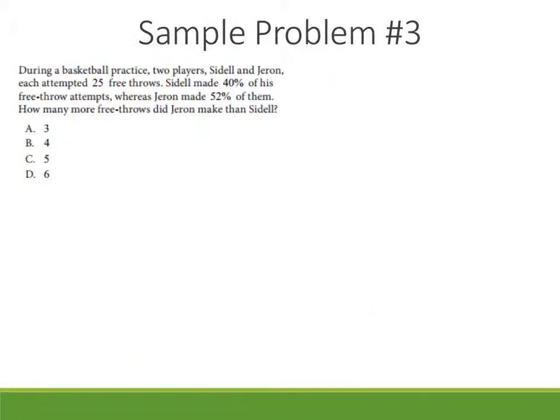Our third sample problem. During a basketball practice, 2 players, Sidel and Jaron, each attempted 25 free throws. Sidel made 40% of his free throw attempts, where Jaron made 52% of them. How many more free throws did Jaron make than Sidel? Okay, so let's attack this. First we have Jaron, and he made 52% of his free throws, which was 25, so 52% of 25.